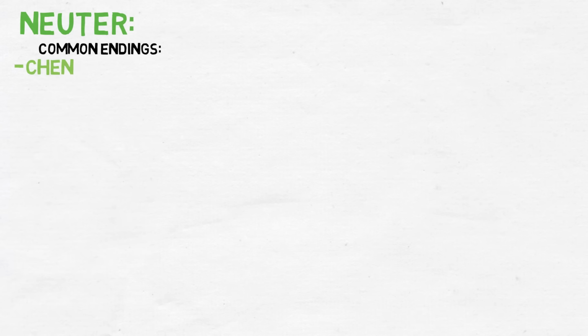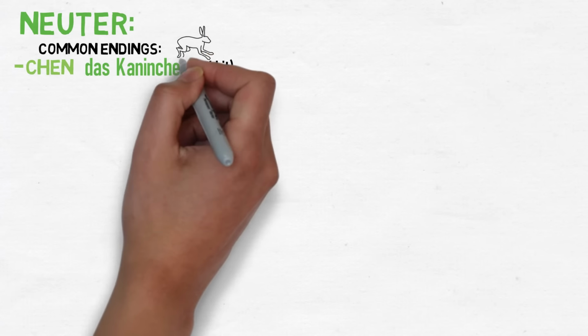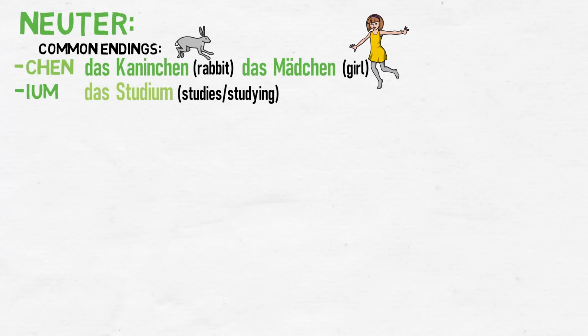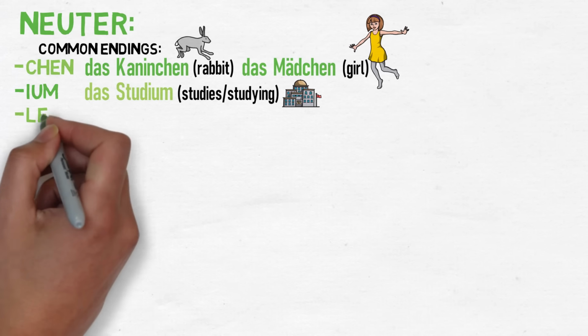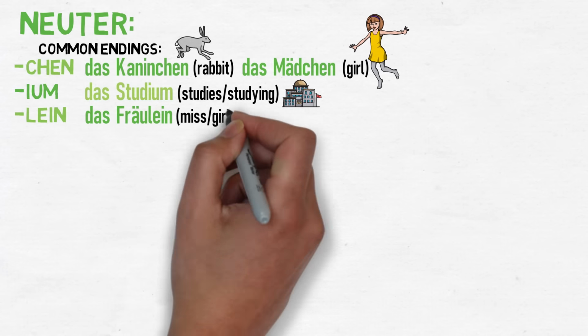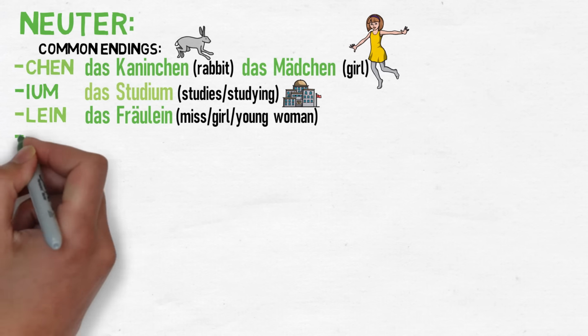Finally, neuter nouns will often end in chen, C-H-E-N, for example, das Kaninchen, meaning rabbit, or das Mädchen, meaning girl, even though you'd expect this to be feminine. Ium, for example, das Studium, meaning studies or studying. Lein, for example, das Fräulein, which means miss or girl or young woman.